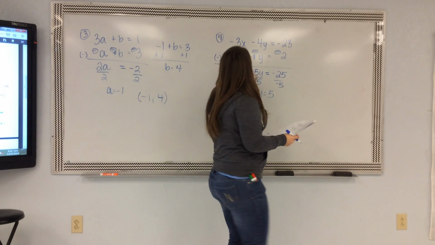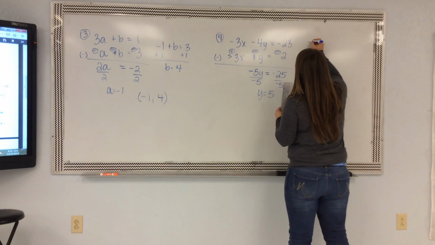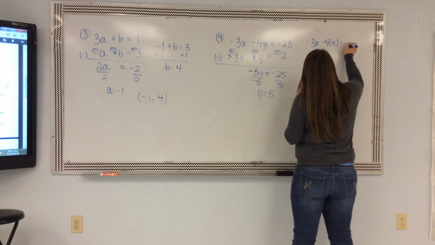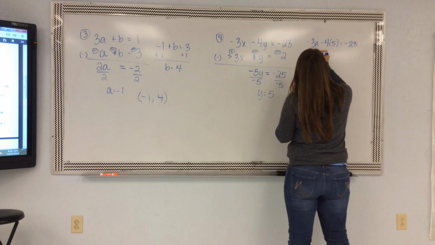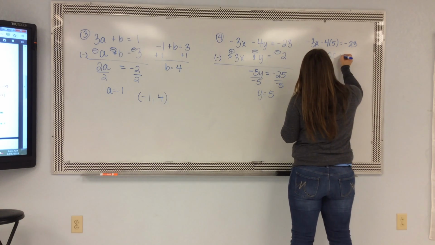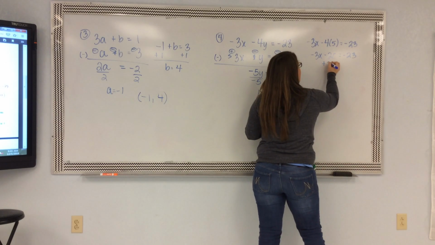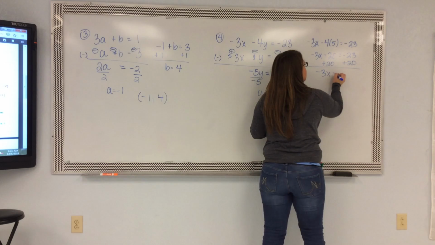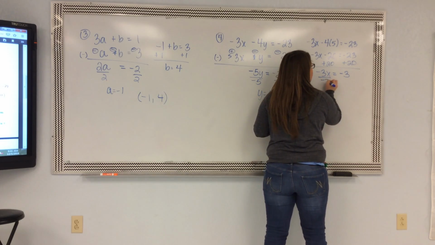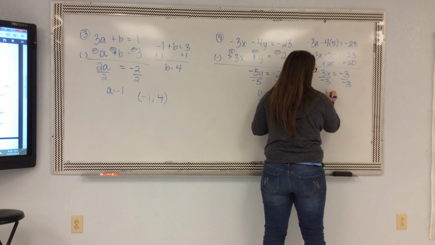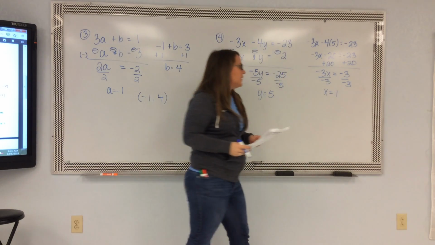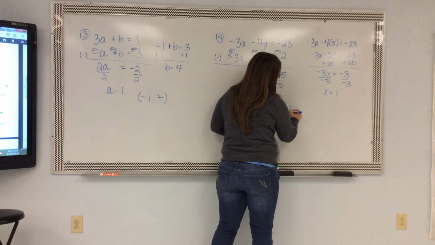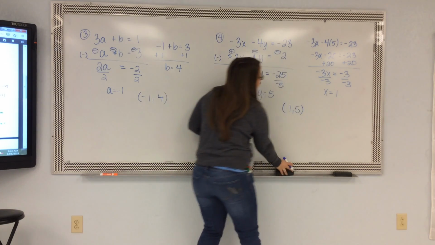I'm going to go ahead and plug that in here to my original problem. So I have negative 3x minus 4 times 5 is equal to negative 23. Negative 3x minus 20 equals negative 23. Add a 20 to both sides. Negative 3x is equal to negative 3. When I divide both sides by negative 3, I'm left with x is 1. So when I write that as an ordered pair, I have 1, comma 5.